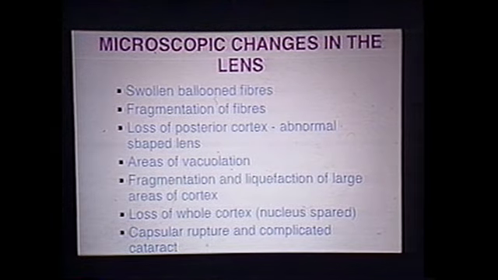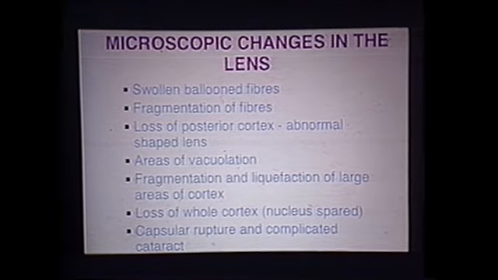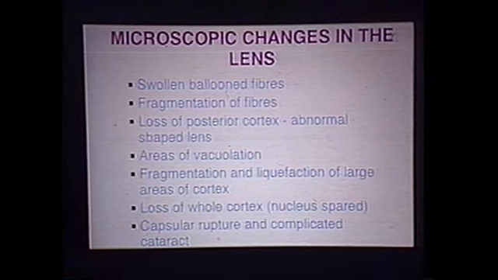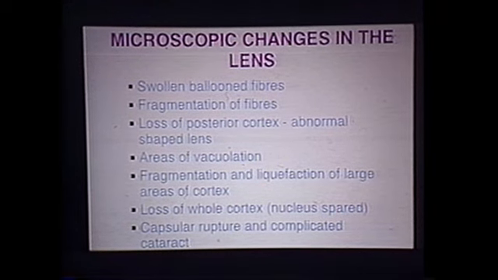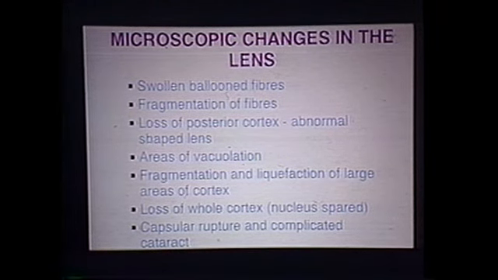We've looked then at the ophthalmoscopic changes that can occur in lens. Now let's consider some of the microscopic changes. And the earliest change perhaps are both the swollen balloon fibres that one sees and areas of vacuolation.